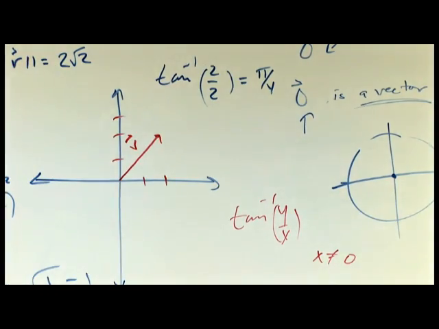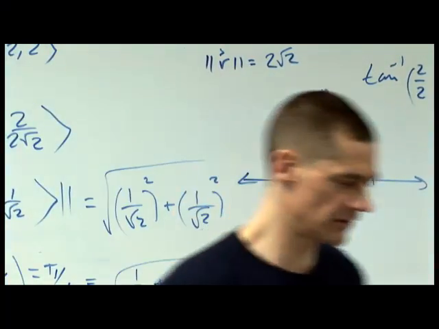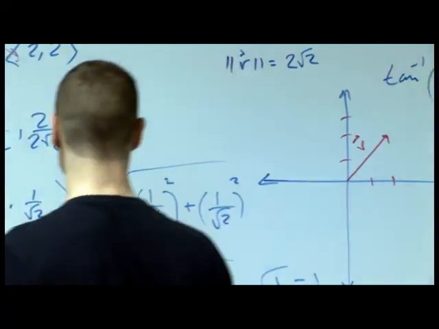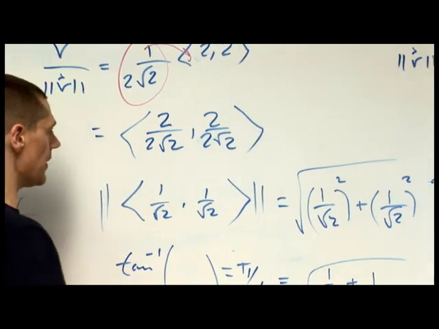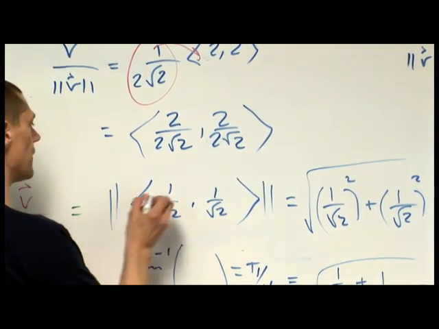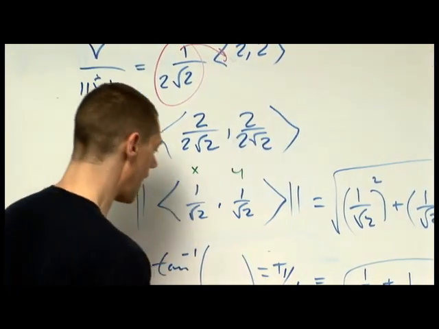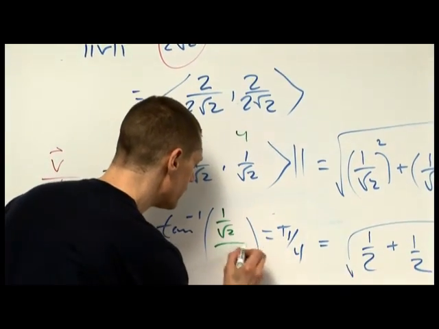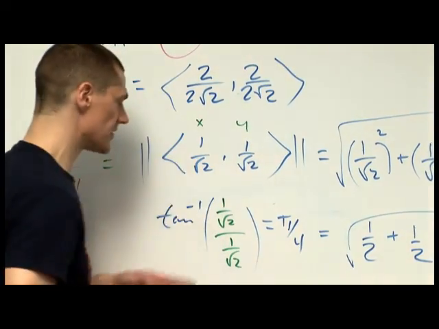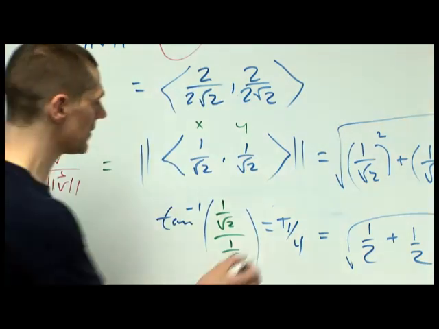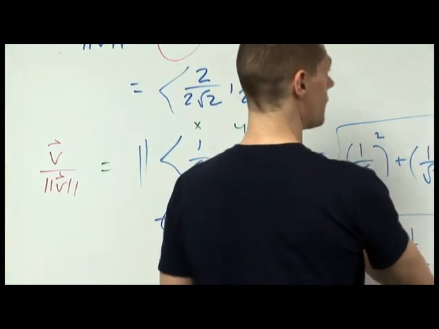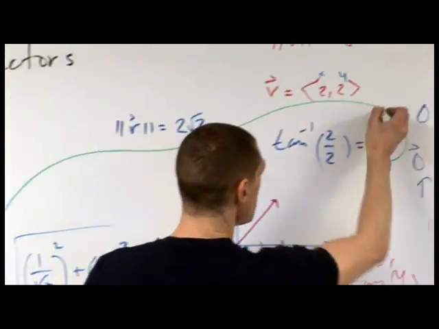Now we did the same thing here, and this is where I was rushing and I got a little sloppy, and I want to make sure this is clear. This is our normed vector. This is the x component. This is the y. 1 over the square root of 2 divided by 1 over the square root of 2 is in fact 1. The arctangent of 1 is pi over 4. So this is the same as this.